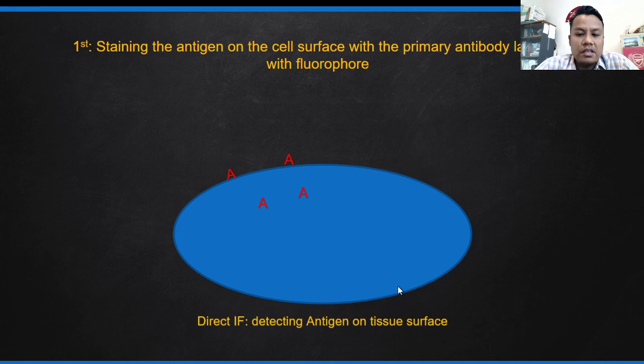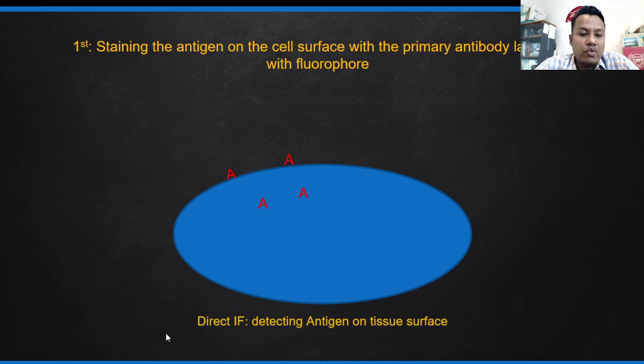Imagine that this is a tissue or cells, human tissue. We want to test for a specific antigen. For example, probably lung tissue that is suspected of being infected by COVID-19 virus. So the antigen is the COVID-19 virus on the lung tissue, and we want to detect those COVID-19 antigens.